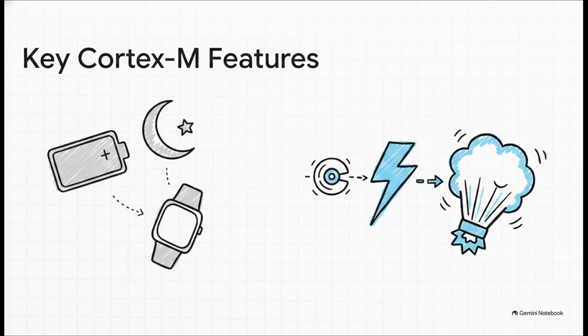Second is fast interrupt handling and deterministic real-time behavior. In a real-time system, when an event happens, like a sensor suddenly detecting a crash, the processor absolutely must stop what it's doing and respond immediately, every single time without fail.